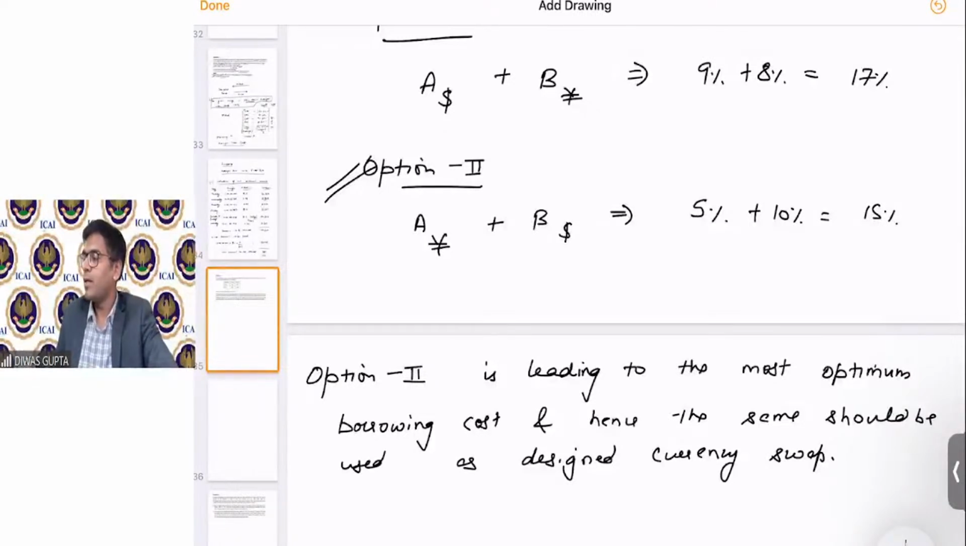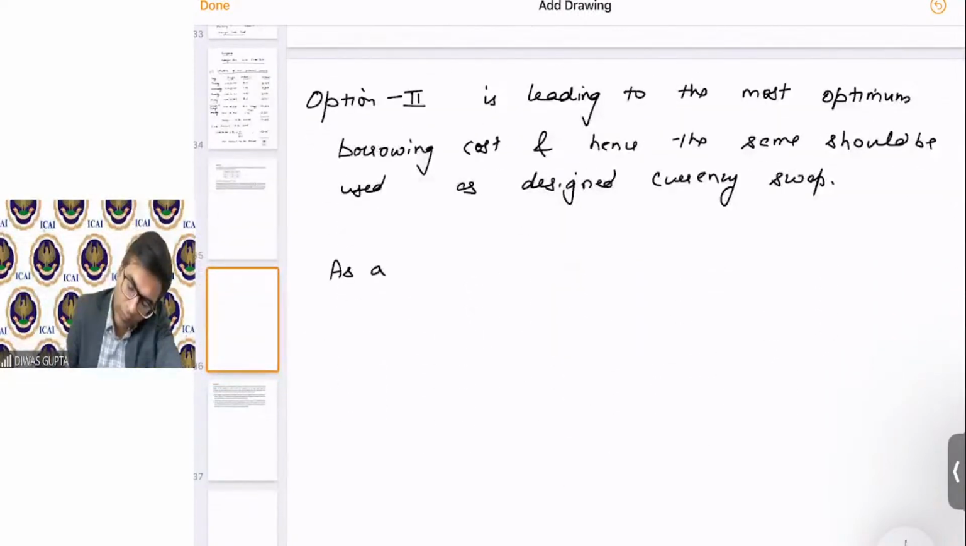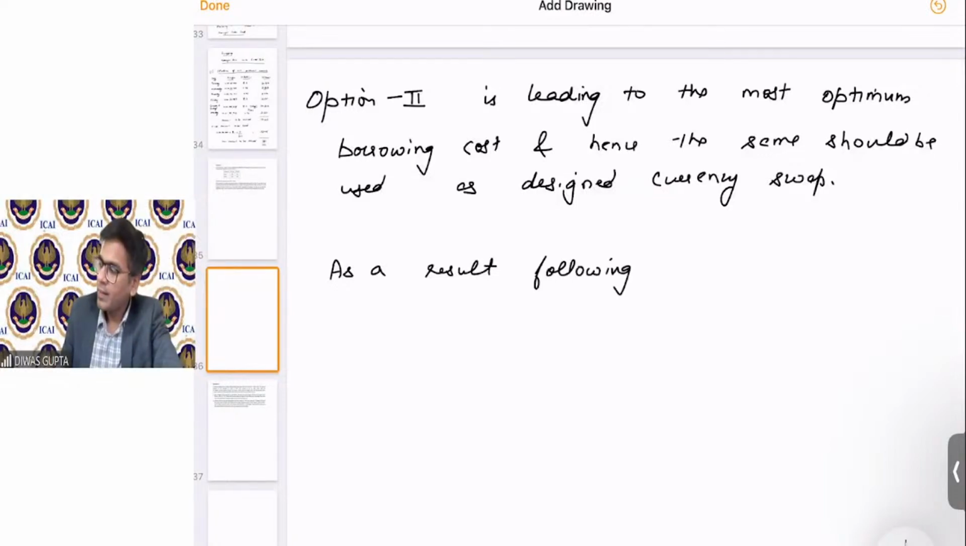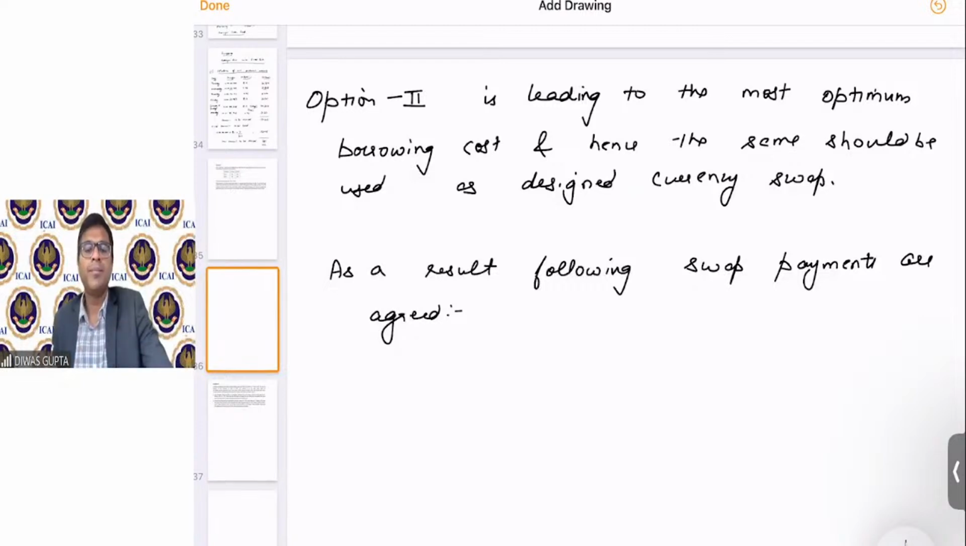Students, am I clear till now? Now, as a result, following swap payments are agreed. Okay. What are they?